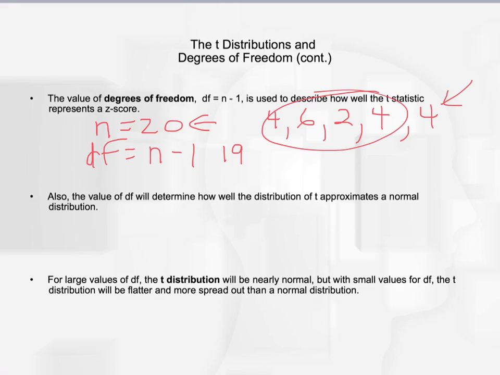If you have 20 people in a sample, you have 19 degrees of freedom. If you have 30 people in a sample, 29 degrees of freedom. So think of sample size and degrees of freedom as indicating basically the same thing.